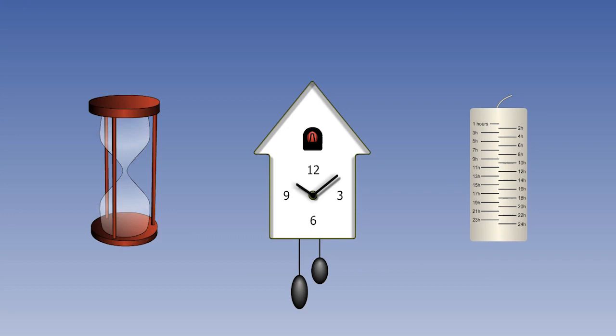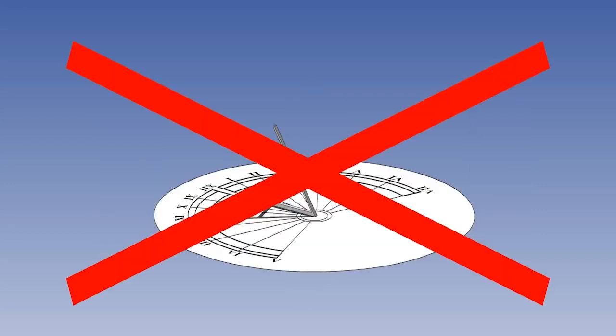But you cannot base any simple mechanical device on a day which changes in length over the year. So an apparent solar day does not meet the second of our requirements. It is not of constant length.